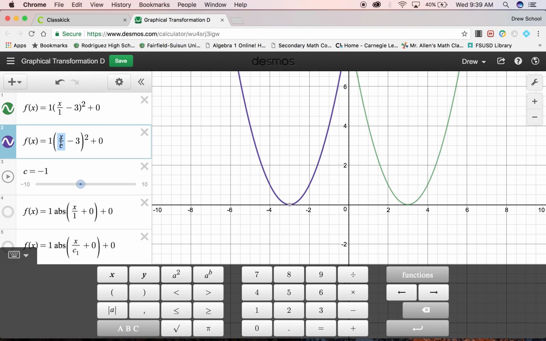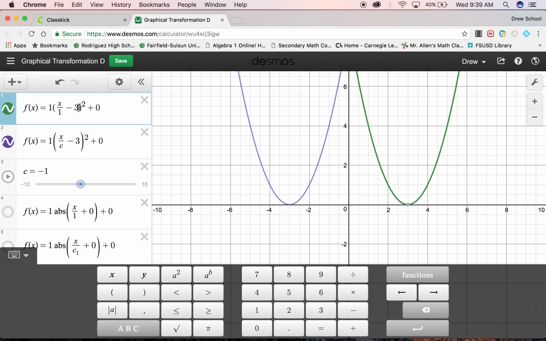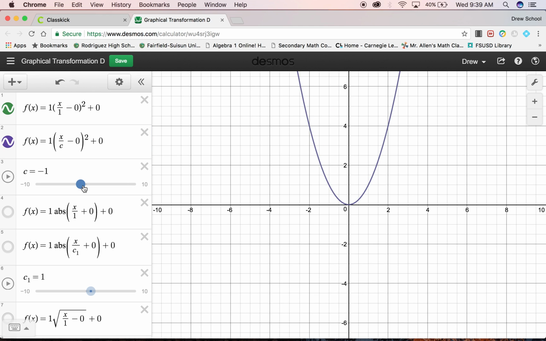Again, notice how c is with x. So we had a horizontal stretch and a horizontal shift, or excuse me, horizontal stretch and a horizontal shrink. So whenever the c is with x, it's a horizontal stretch or a horizontal shrink. When it's greater than 1, it's a horizontal stretch. When it's a fraction or less than 1, it's a horizontal shrink.